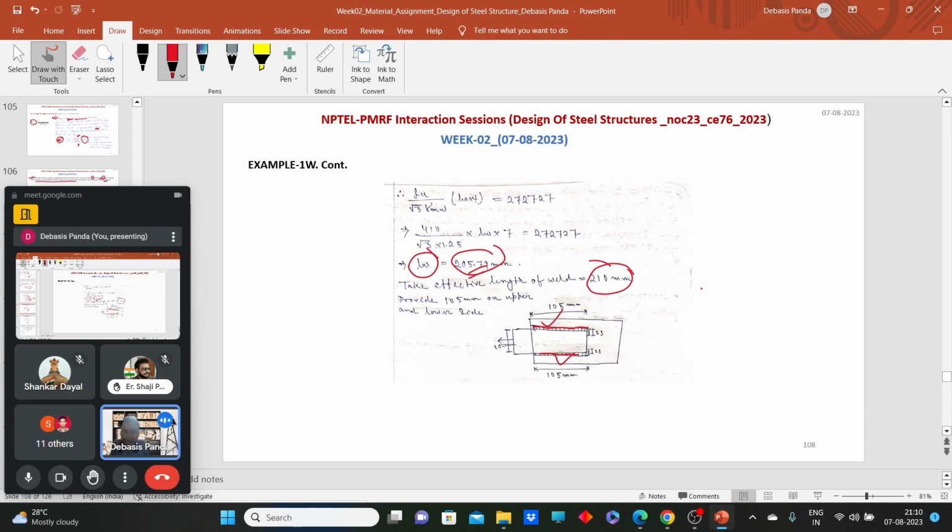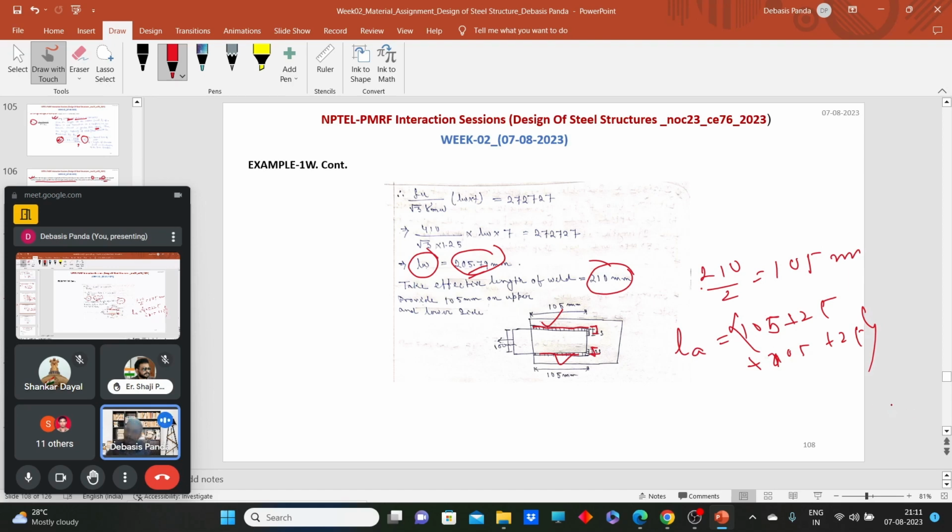So how many lap lengths do I need to provide? 210 divided by 2, 105 mm. So what should be the actual length of the weld? We need to provide the end return 2s here and 2s here. So what will be the actual length, La? The actual length will be 105 plus 2s for that side plus 105 plus 2s for this side. So that will be the total actual length of the connection.